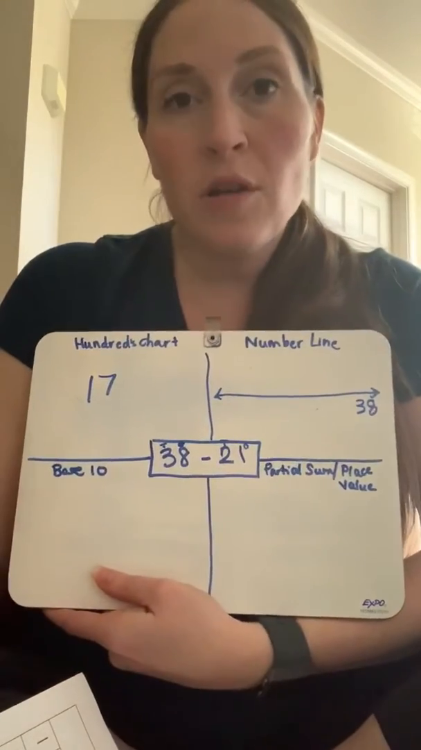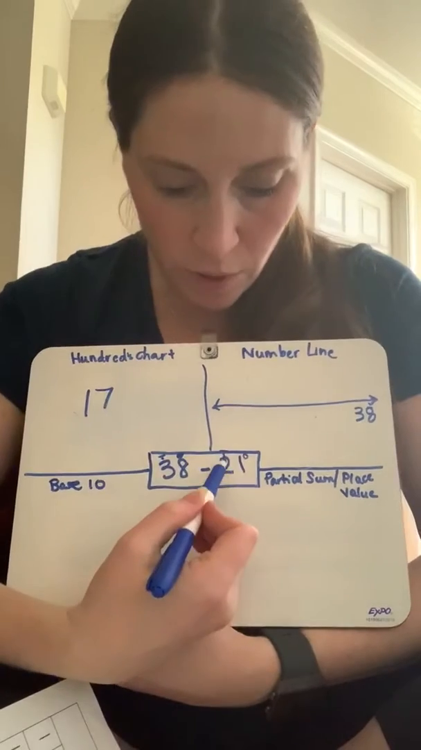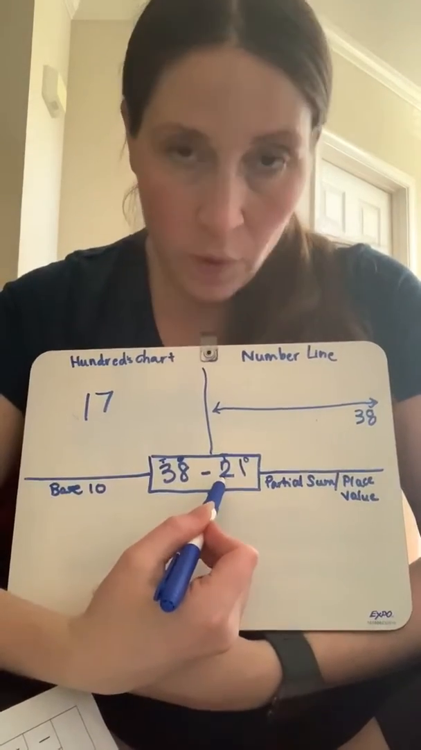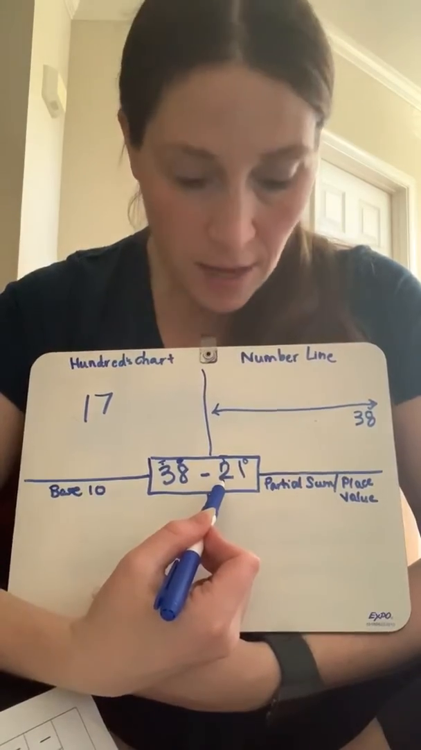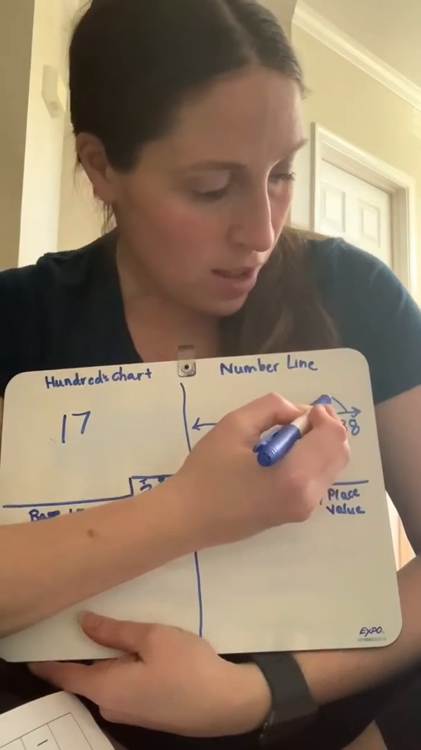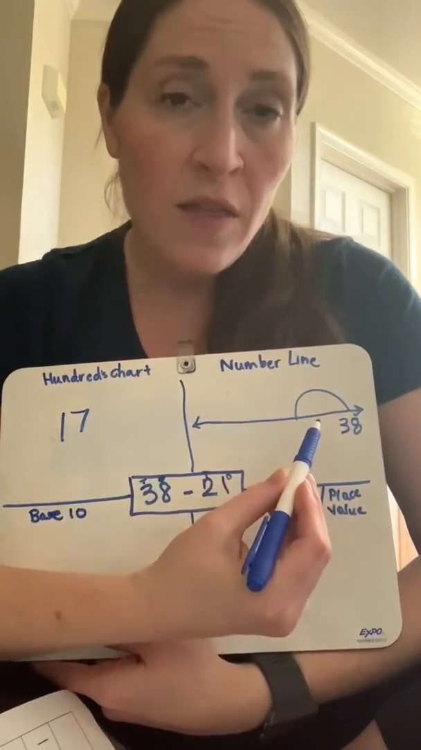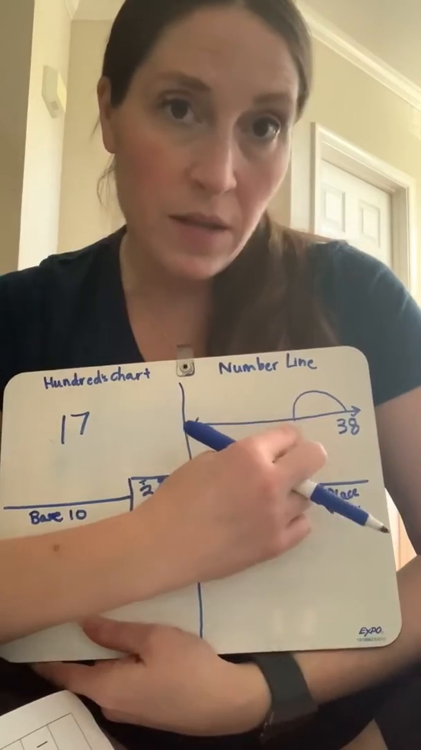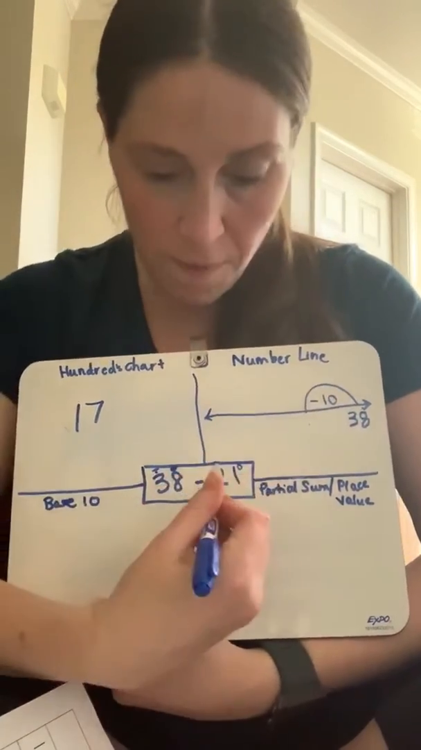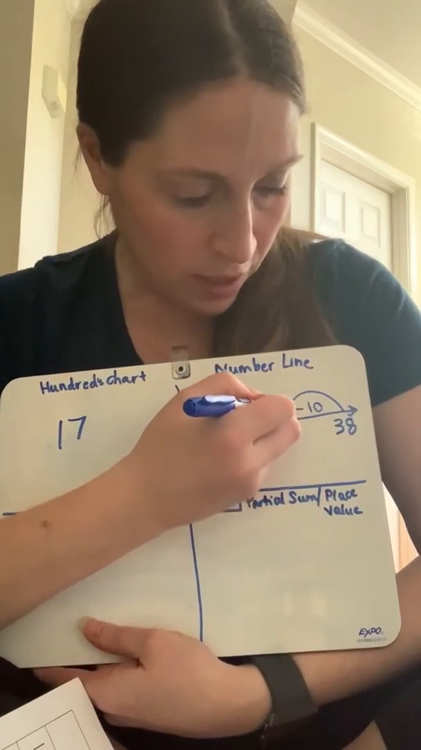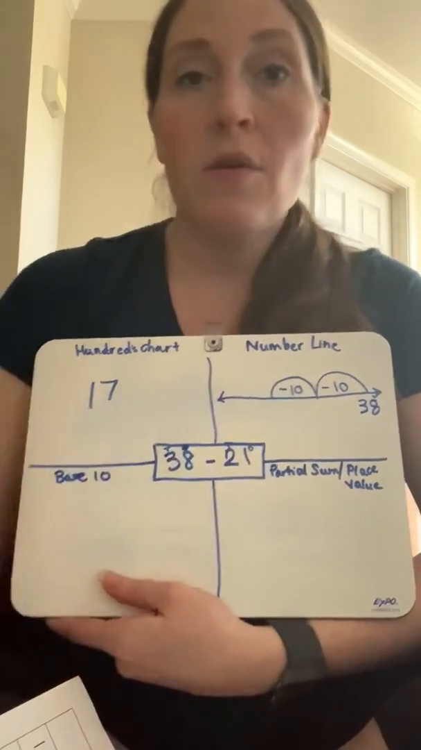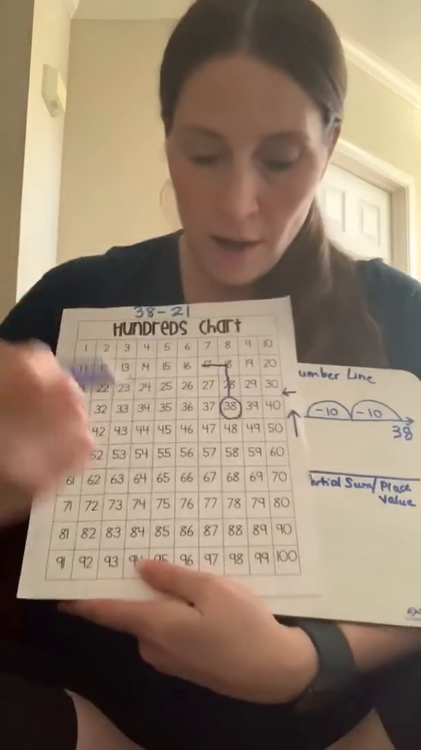And just like with our jumps on the hundreds chart, we're going to look at our 21 and see how many jumps of 10 and how many jumps of 1. So again, with 21, there's 2 tens, so that means we're going to make 2 jumps of 10. So I'm going to start at my 38 and make a jump, and you make sure that your jump is large enough that you have enough space to write your numbers, and write minus 10. So that's 1 jump. I need 2, so I'm going to draw my second one, minus 10.